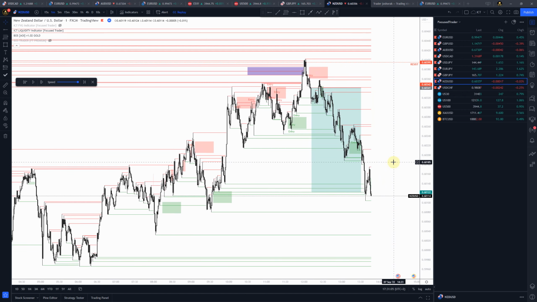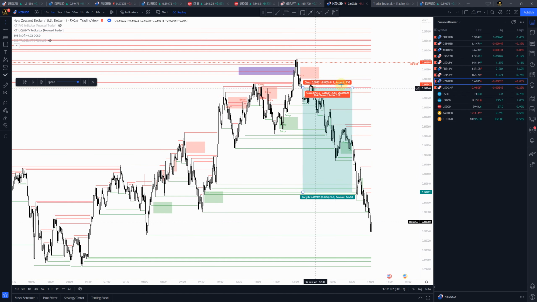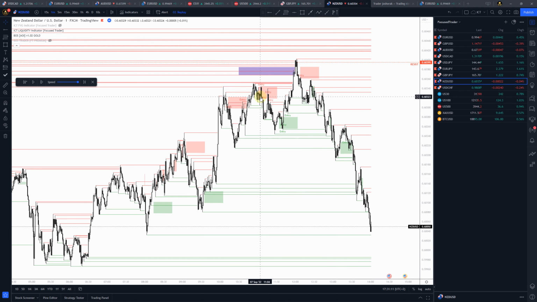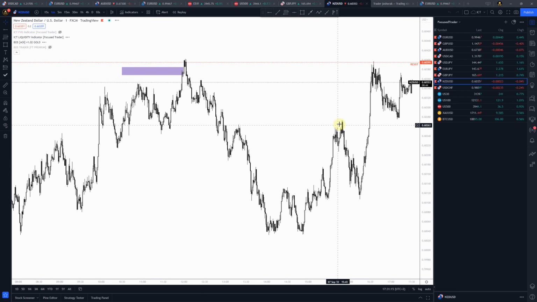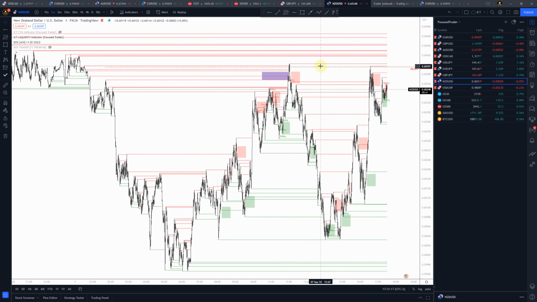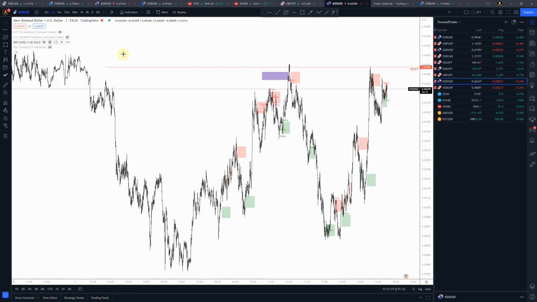Okay, and we got it. Perfect. So this would be it. Okay, so this is the way I trade, and this is my thinking. So let me end replay and let me turn off liquidity, and that's basically it.